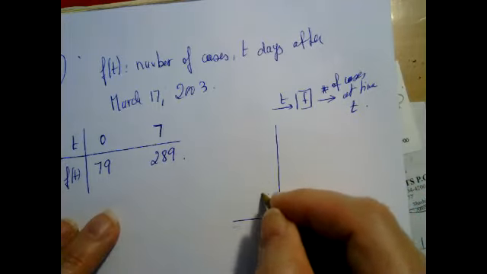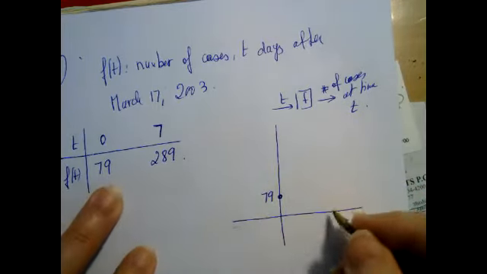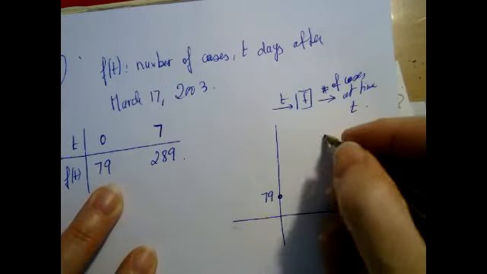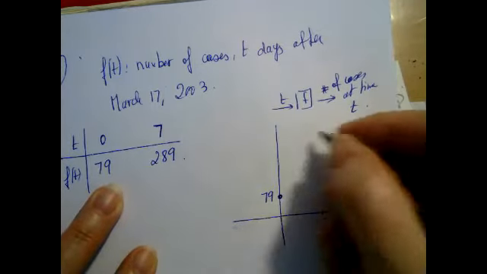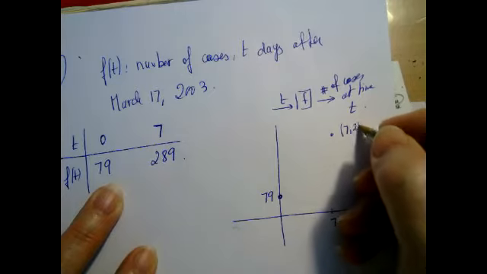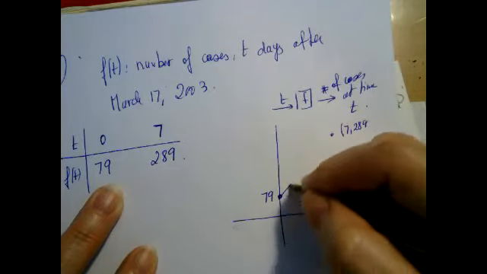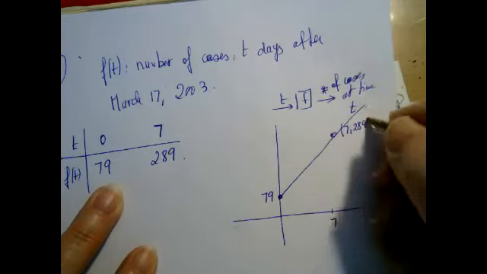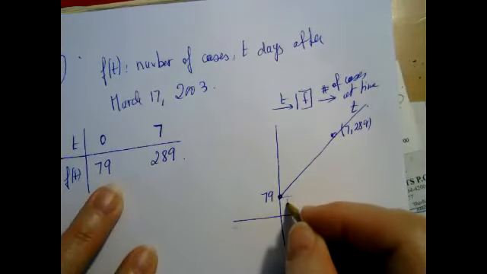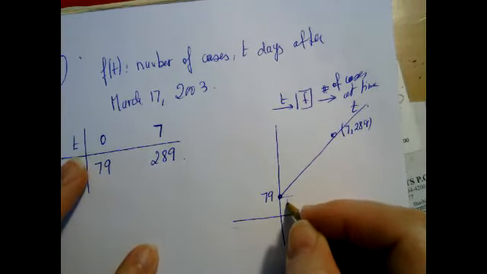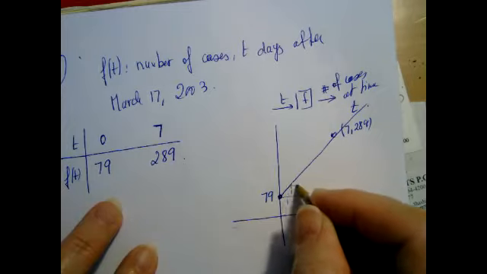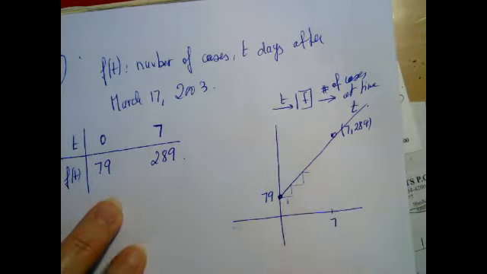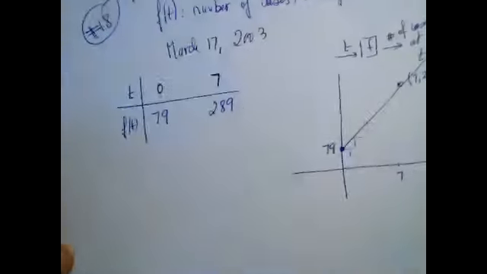So this is 79 initially. After 7 days, it's growing and it is 289. And the graph is a line. And it's linear. It means, the time is in days, every day it grows by the same amount. That's really what linearity is about. Okay, so find a formula.